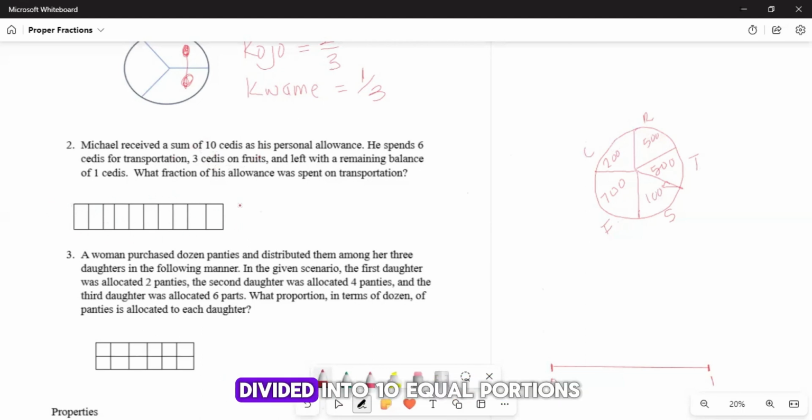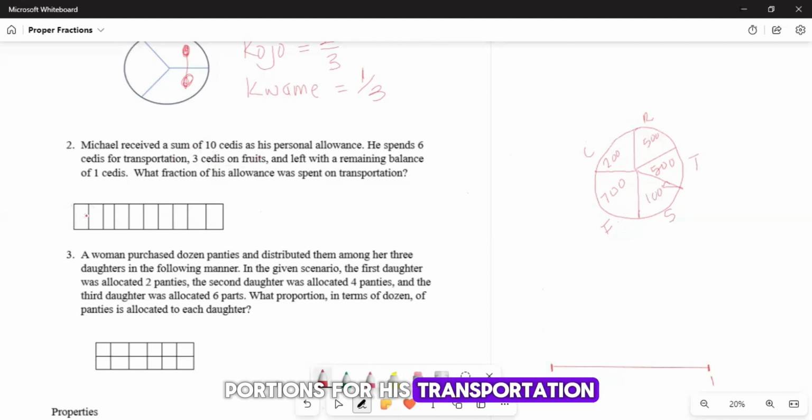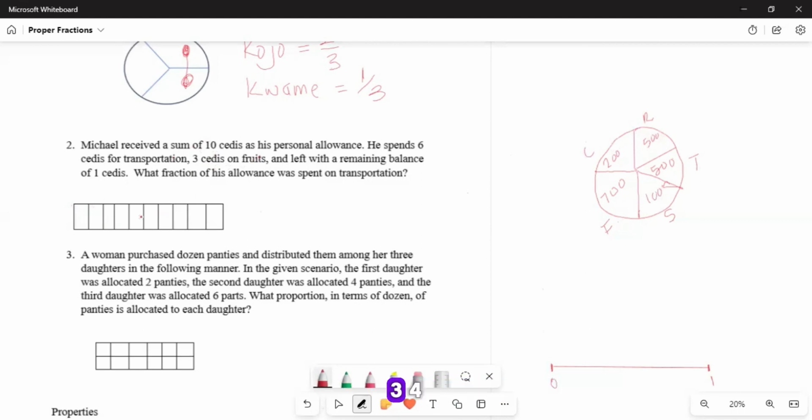So the whole money is the bar of soap, which has been represented here, and it has been divided into 10 equal portions. Now he gives 6 portions for his transportation. So 1, 2, 3, 4, 5, 6. I think there was some miscounting here. 1, 2, 3, 4, 5, 6. Yeah, 6 will land here.